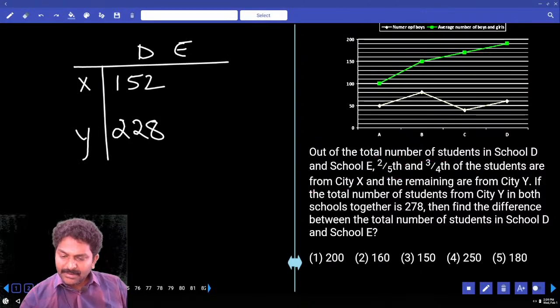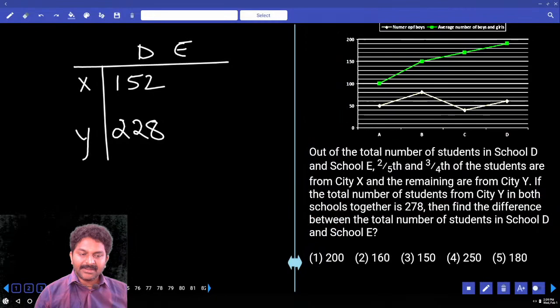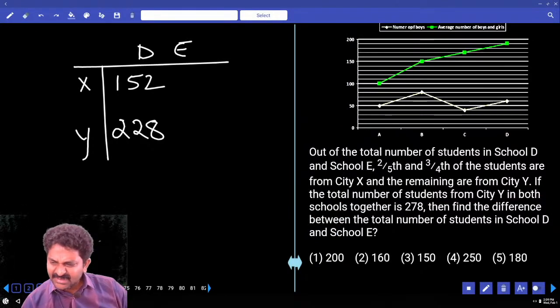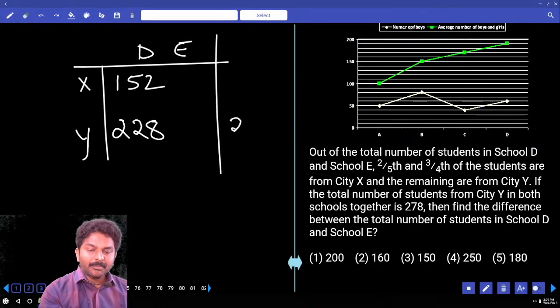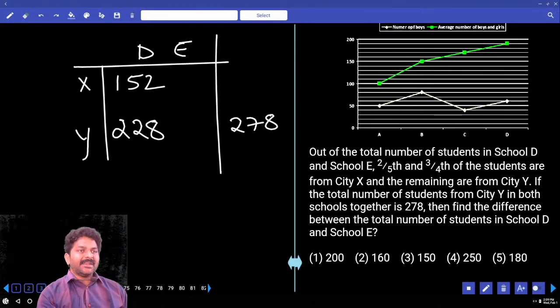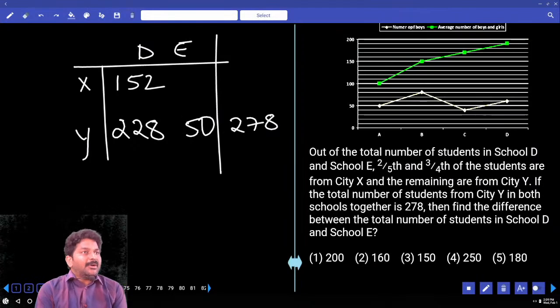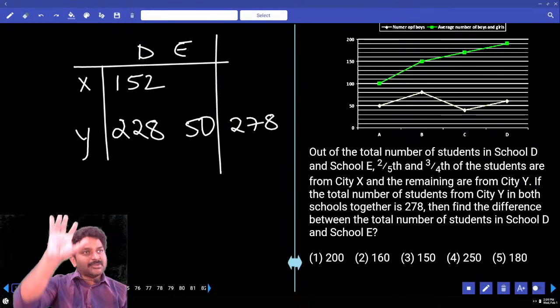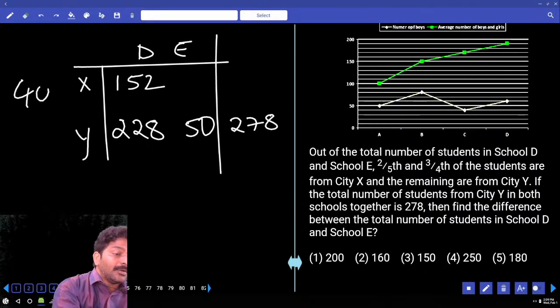Next. The total number of students from city Y in both schools together is 278. If the total number of students from city Y in both schools is 278, out of 278, 228 has come from D. Then how much is remaining? 50. These 50 people are from E only. In E, let us assume 100% people are there. Out of 100%, 40% goes to X. The remaining 60% goes to Y.